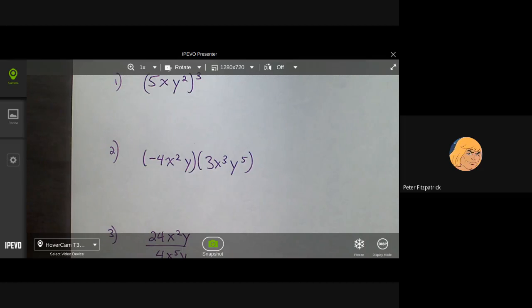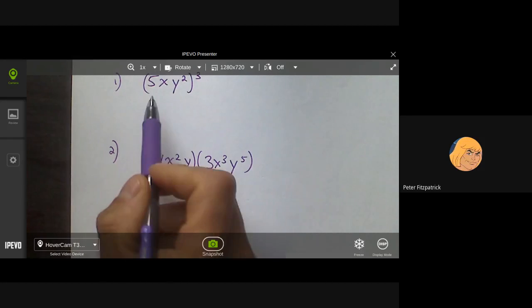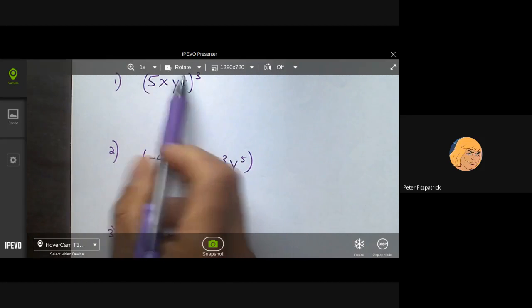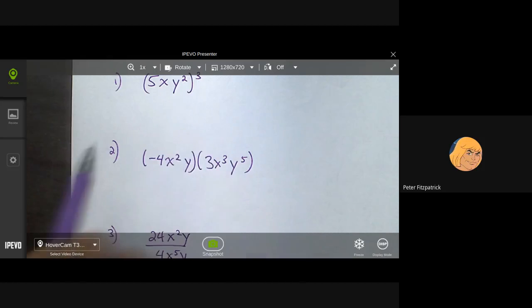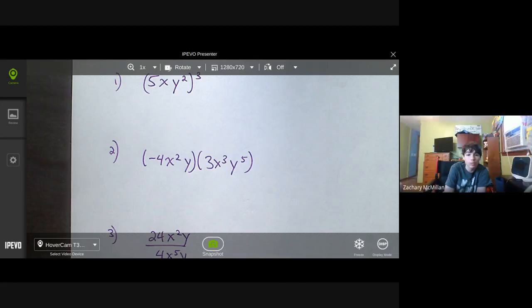Okay, so the first couple are exponential rules. Tell me what you remember, and we'll try to simplify these expressions. 5x y squared in parentheses, and all of that's being cubed. So what do you want to do?